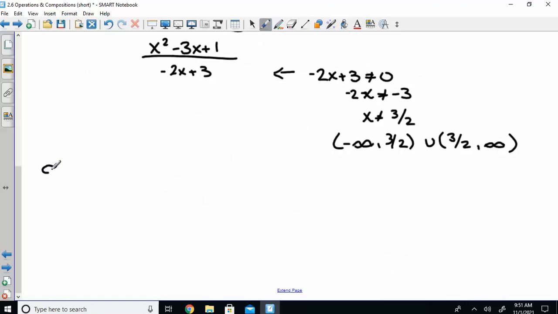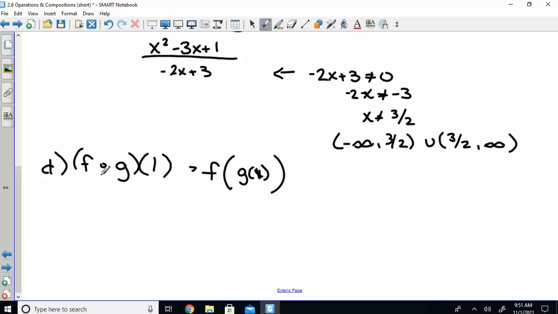What if I asked you to do f composed with g of 1? What is that asking me to do? So, we put the g in as the x for f. Yes. Okay, you can see this written two different ways, one with that little circle, one with parentheses. But you always start on the inside.